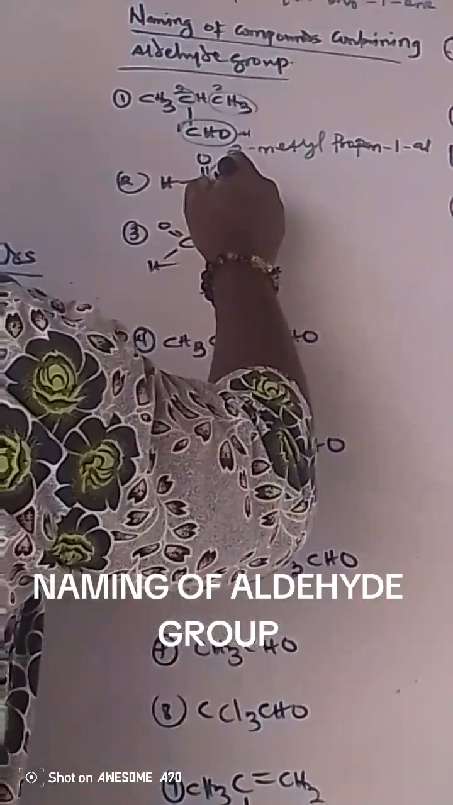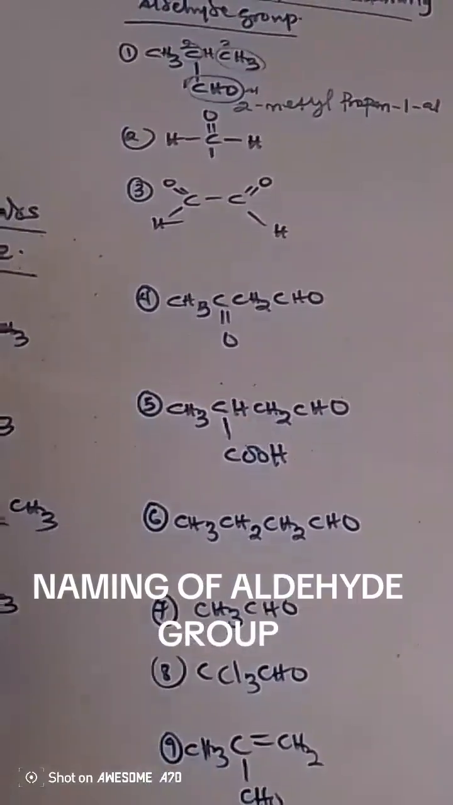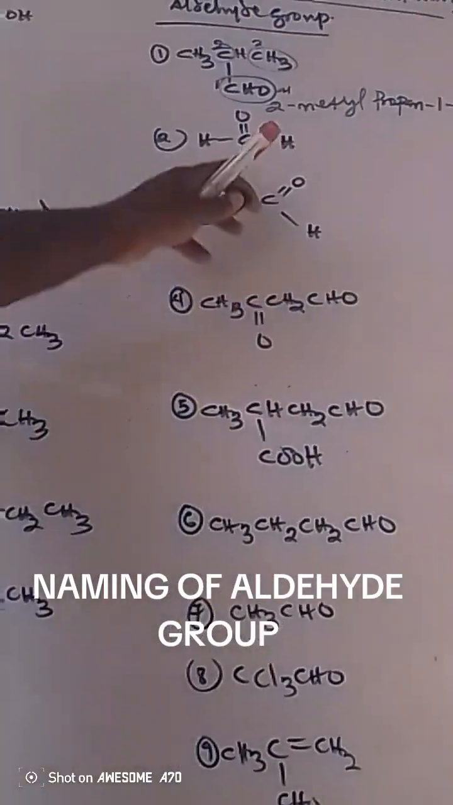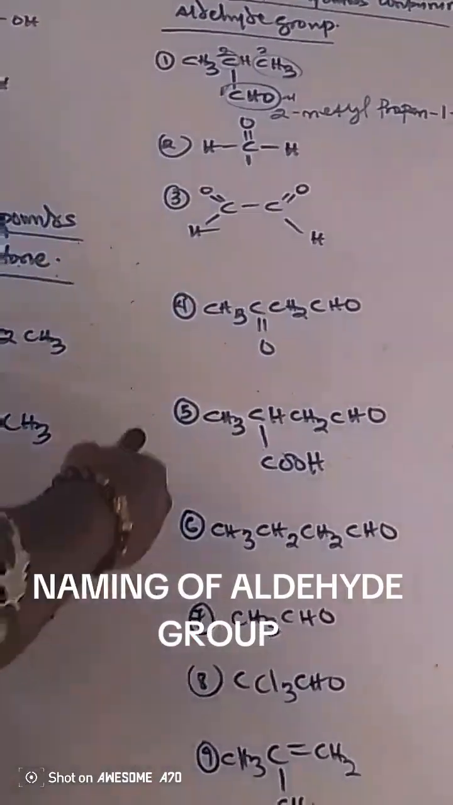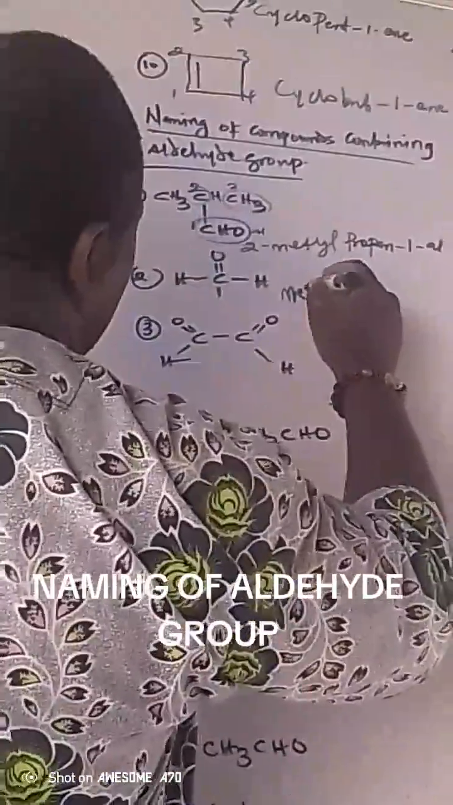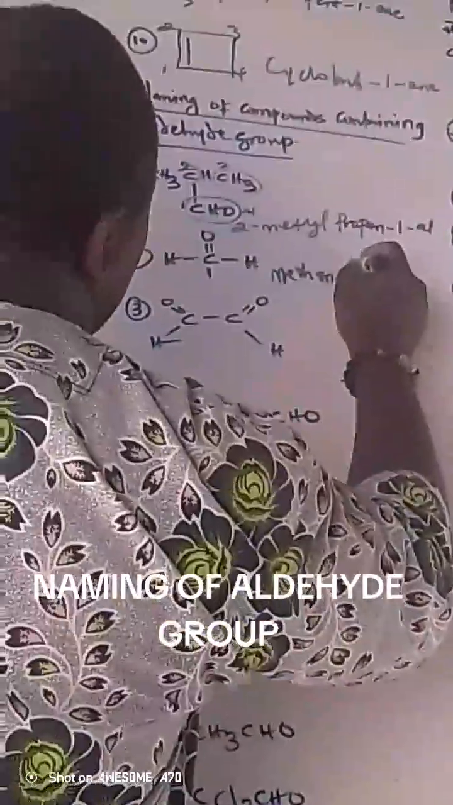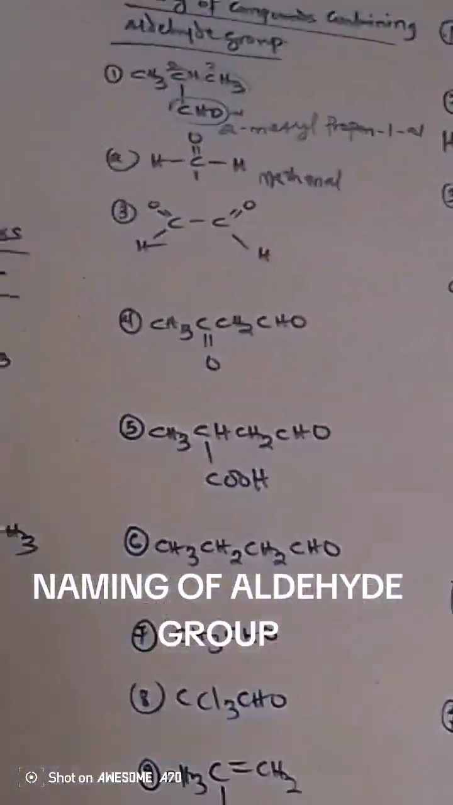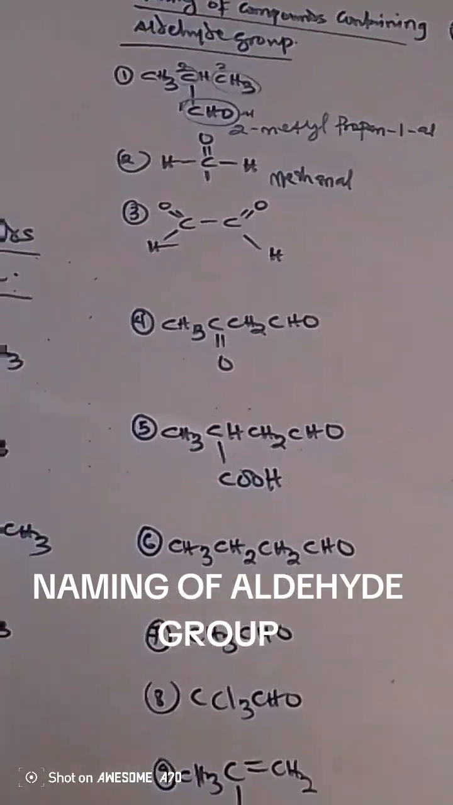This one has only one carbon. One carbon is methane. So methanal. You can say methan-1-al. It is equally formaldehyde. This is used for preservation of specimens.